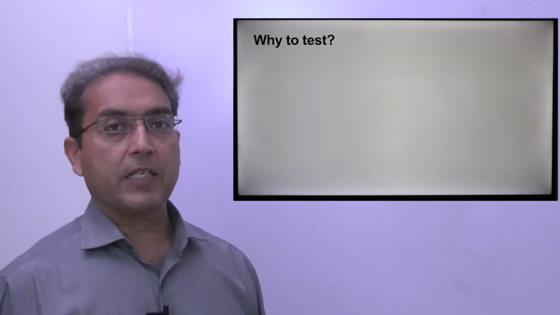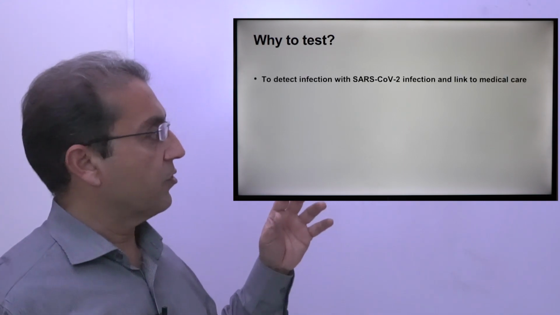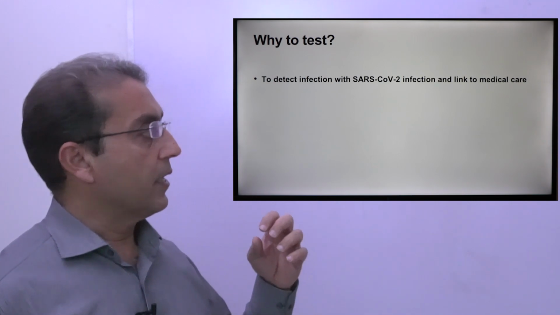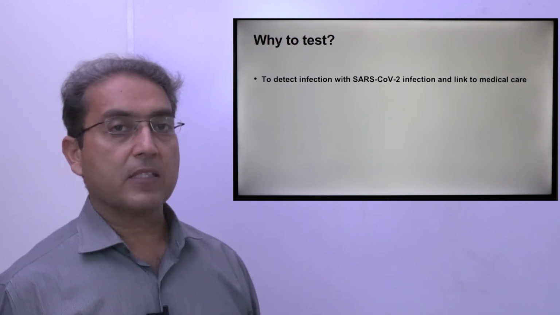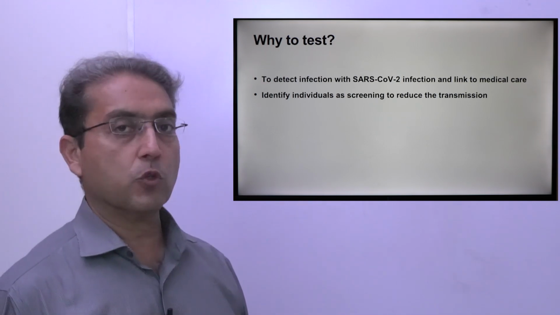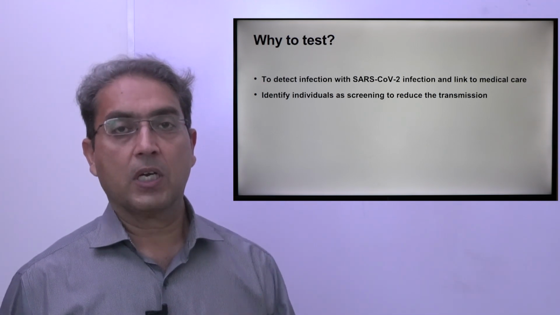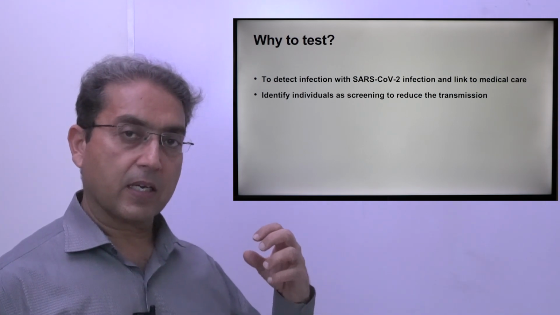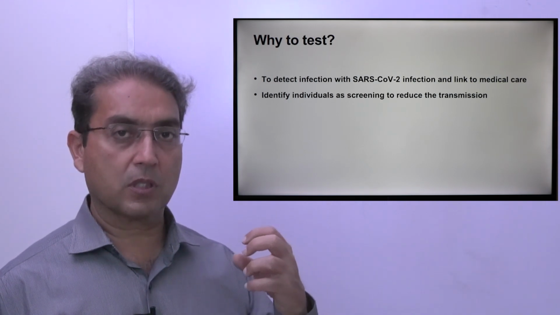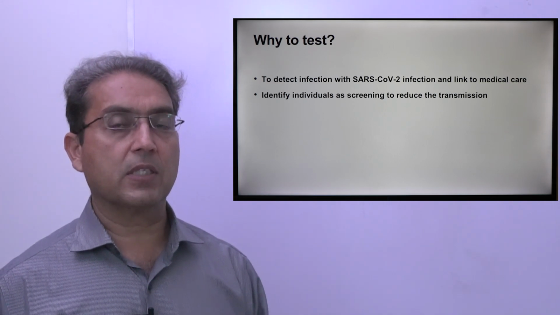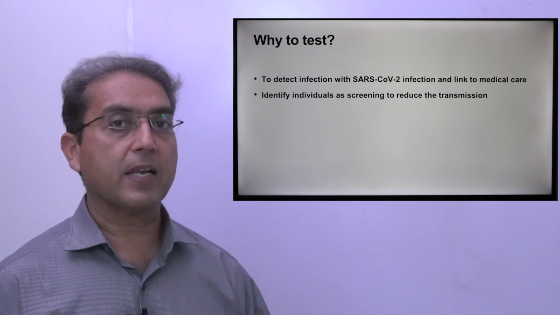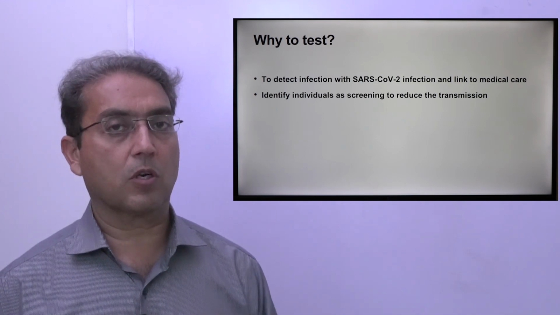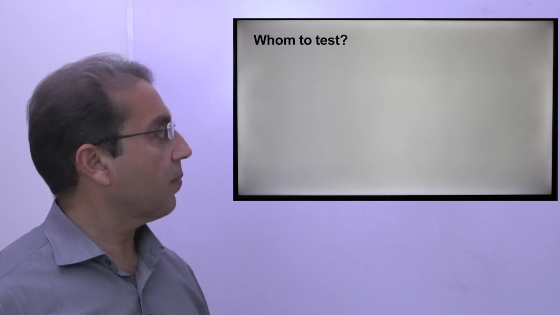Now, why do you want to test these individuals? Number one, we confirm the disease, to detect the SARS-CoV-2 infection and link the patient to medical care. And the second thing is you want to screen individuals to reduce transmission. Those who have got infection can be a source to others. But as we saw, this policy is now being changed, because a symptom-based policy is more efficient than a lab-based policy, because some of the individuals may be shedding the virus but they are still not infective.